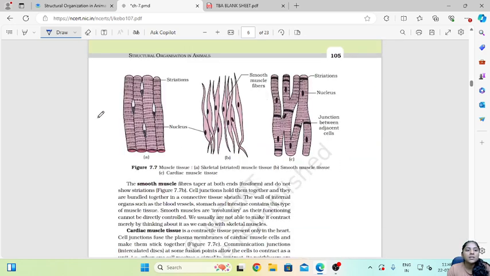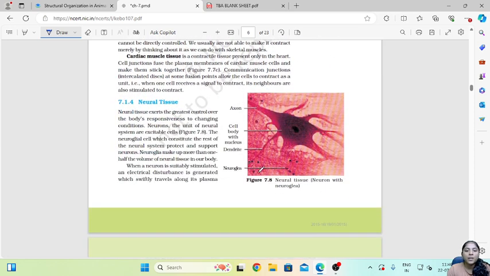Then we have the muscle tissue. So the first one is skeletal. Then we have the smooth muscle tissue and the cardiac muscle tissue. And this is the neural tissue, that is a neuron with the neuroglia. So this protects the neuron.